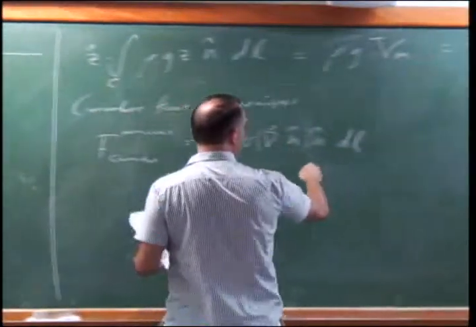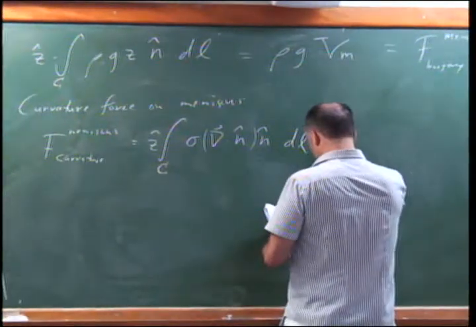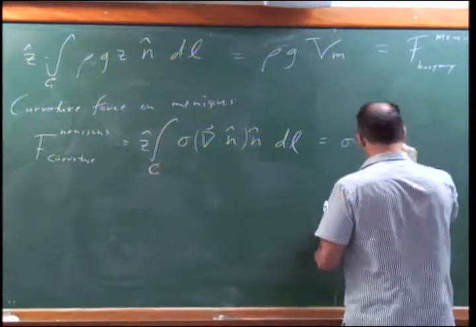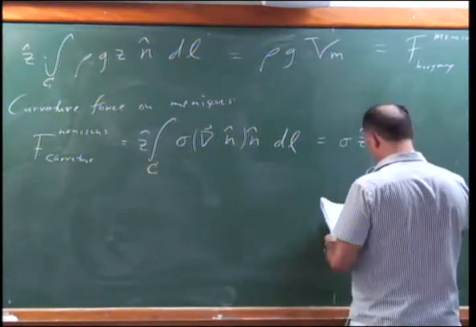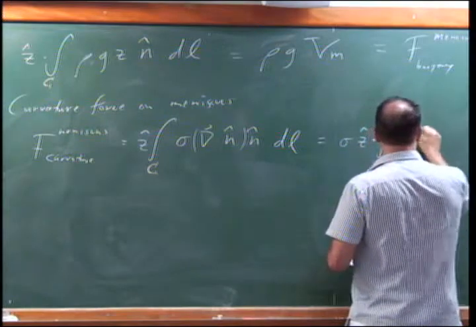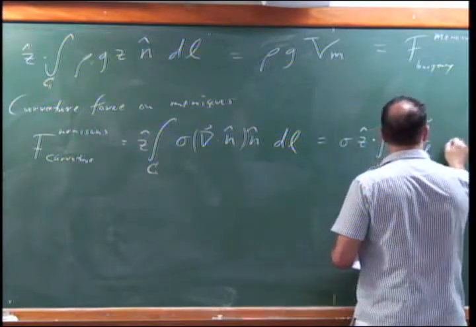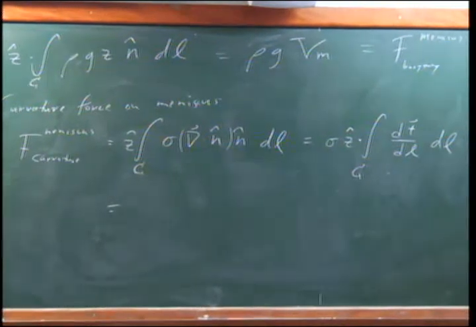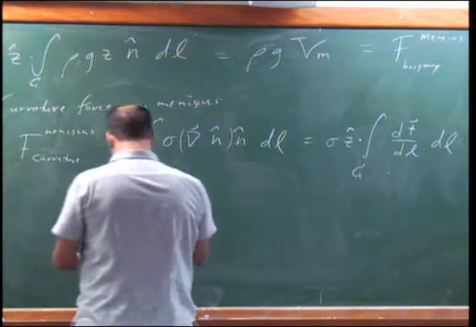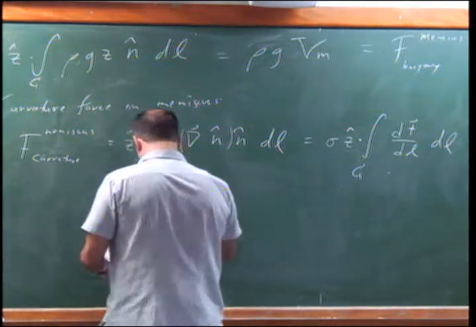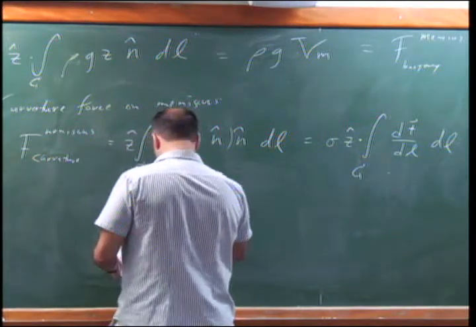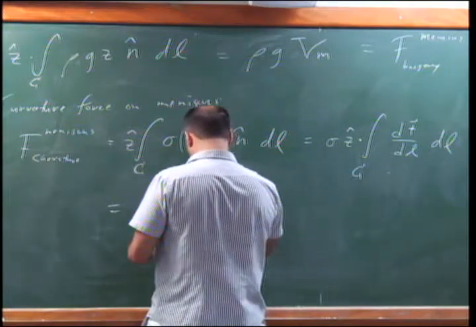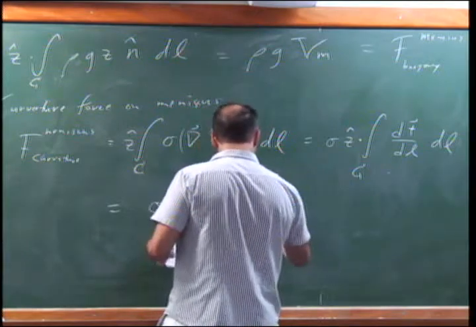Okay, so using Frenet-Serre, we can write this as sigma z dot c of the meniscus, so dt dl. So you can see, integrating the curvature pressure along the ends just gives you the contributions from the ends. So T1, let's just define these, minus T2.